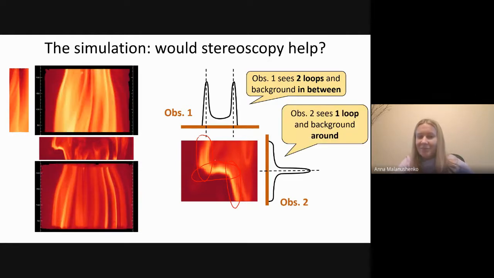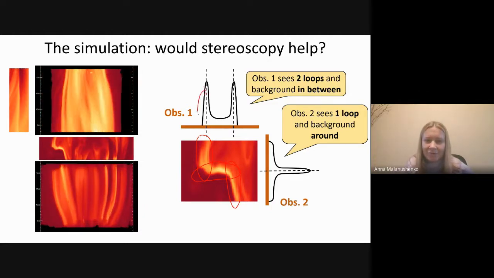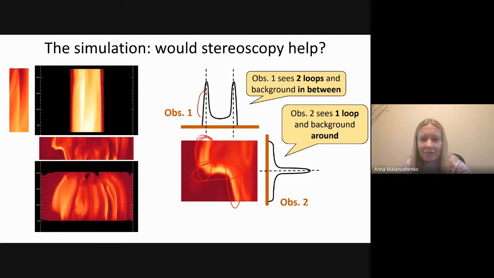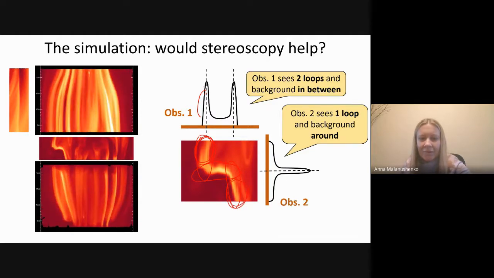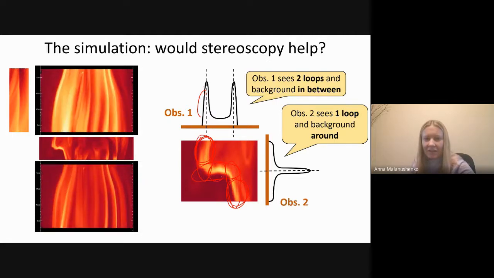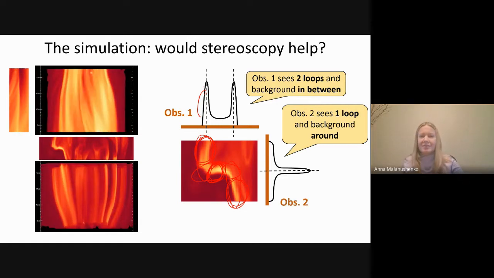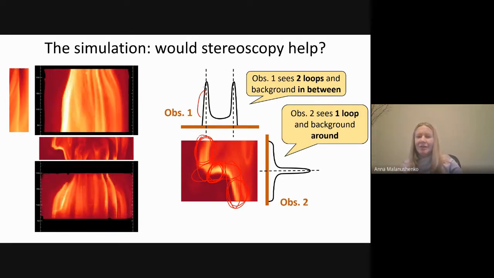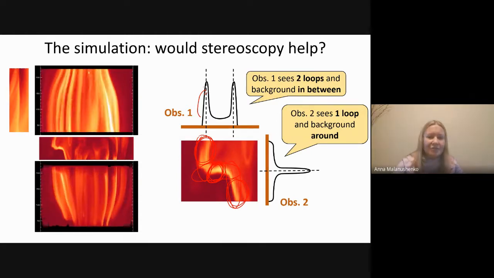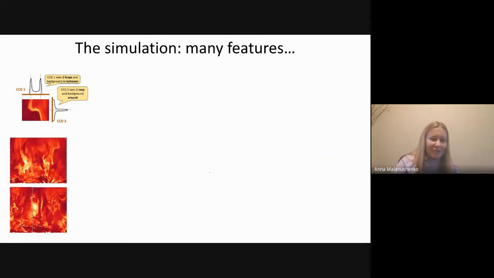Now, what happens if we subtract the background? Well, if we subtract the background, observer 1 would see this part as one loop and this part as the other loop. Observer 2, if they were to subtract the background, would only see this middle portion. So subtracting the background and isolating individual coronal loops in this case would actually subtract part of the feature itself. And this is just one feature. The actual simulation has many features.